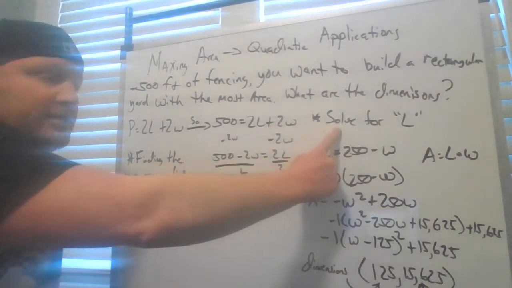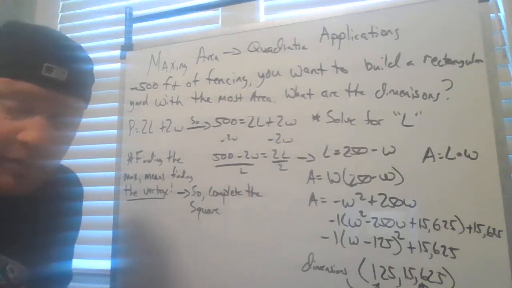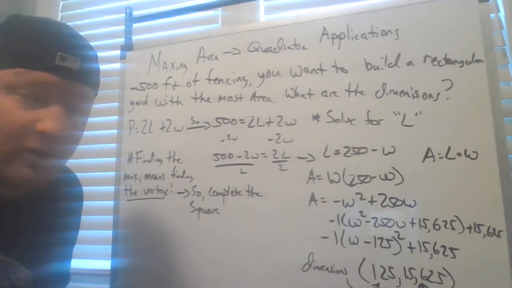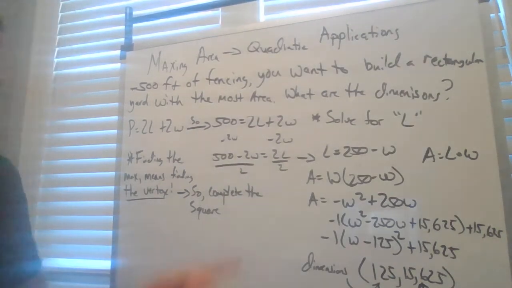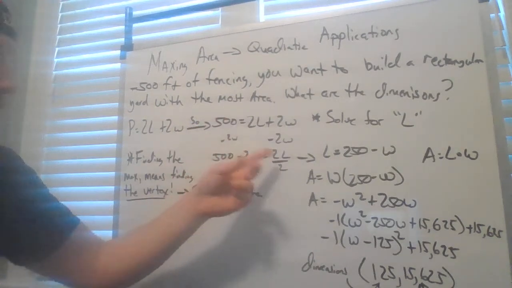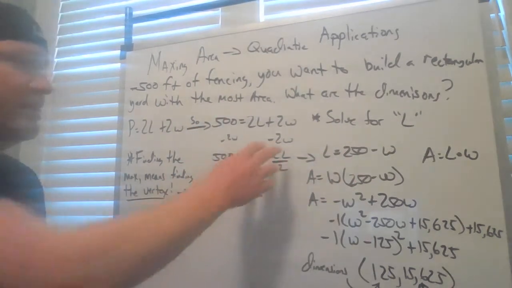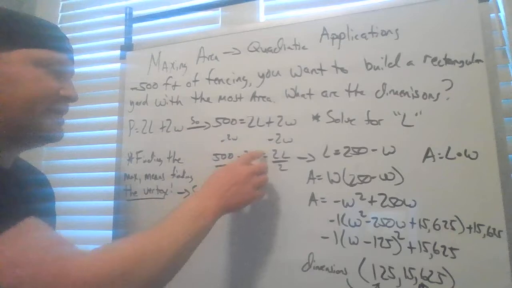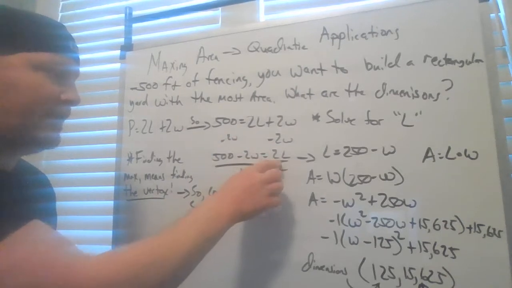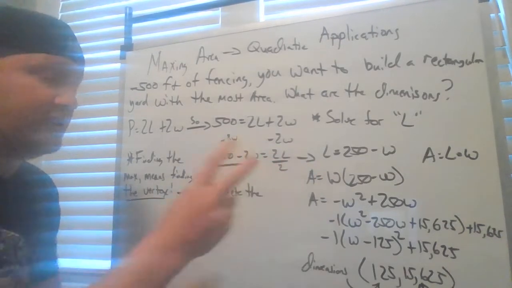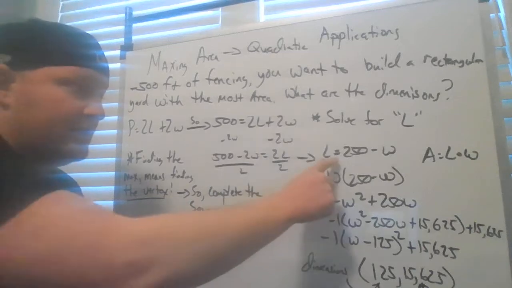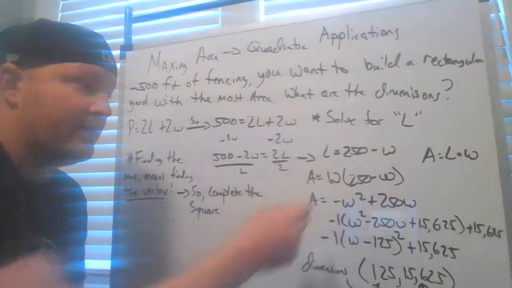Now I want you guys to solve for L or solve for W, but whatever letter you choose to solve for, always solve for that letter for this type of stuff. So in this case, I'm solving for L, my apologies. Subtract 2L from both sides, then divide both sides by 2 in front of that L. You're left with an equation in terms of L equals 250 minus W.